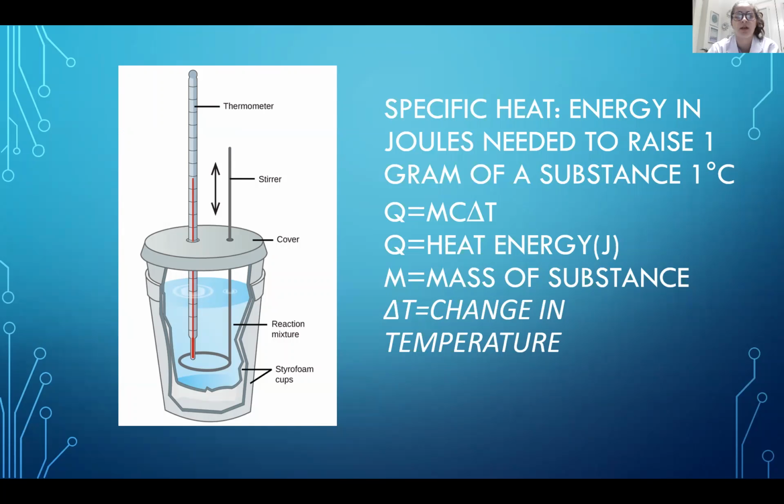Now, just as a reminder, in case you have forgotten, specific heat is the amount of heat in joules needed to increase the temperature of a substance by 1 degree Celsius. For water, that value is 4.184 joules of energy needed to raise 1 gram of water by 1 degree Celsius.